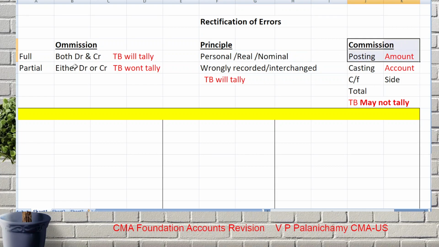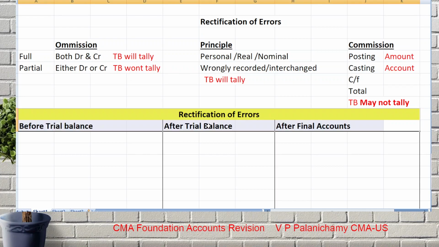Errors of commission. If you omit an entry, it is an error of omission. If personal, real and nominal accounts are interchanged, it is an error of principle. Instead of that, entering a wrong amount or on the wrong side is an error of commission. I'll share this working. Don't worry.